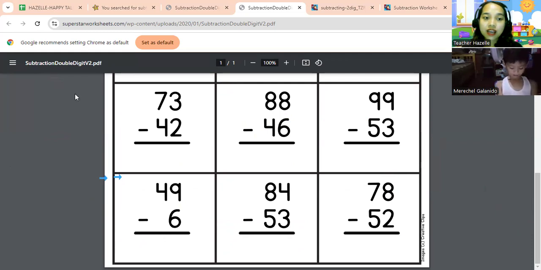Ivan, thanks for that. So next one, we have here 49 minus 6. Can you please help me answer it? Let's first start with 9 minus 6 equals how many? 9 minus 6 equals 3. Correct. And then what are you gonna do with number 4?